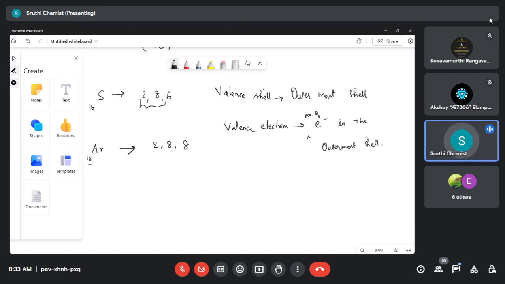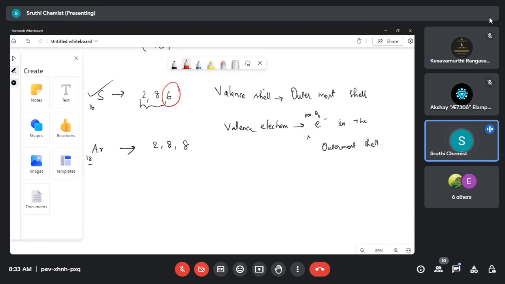Okay. So now tell me, what is the valence electron count in sulfur? 6, ma'am. Very good. 6 is the answer because the valence shell is the third orbit, the last shell. How many electrons are in the last shell? 6. So that is your valence electron. You can say outermost electron or valence electron. Both are correct.